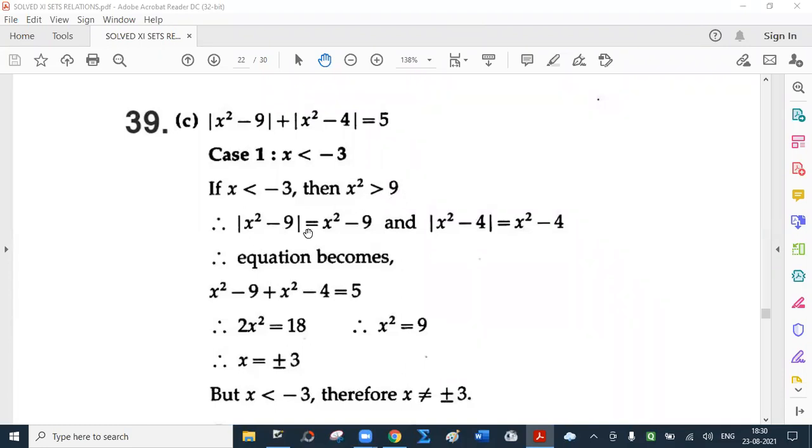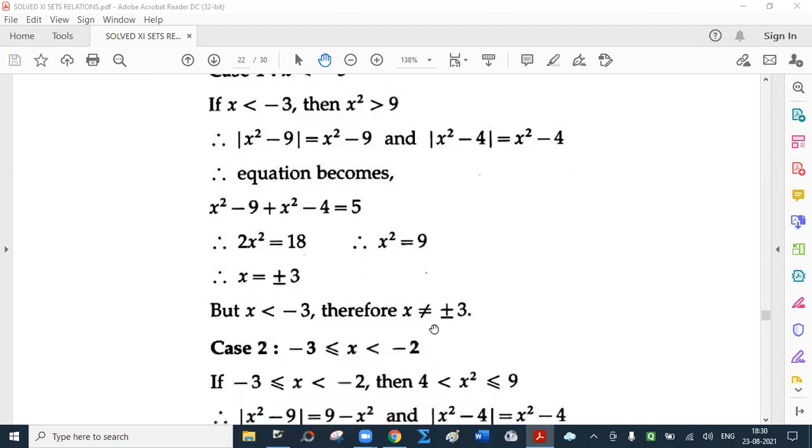So mod of x square minus 9 will be what? Simply x square minus 9. And mod of x square minus 4 will be definitely x square minus 4. So equation becomes what? x square minus 9 plus x square minus 4 equal to 5. That gives me x equal to plus minus 3. But see the case, x is less than minus 3, right? So both the values are to be discarded. So this is the first case.